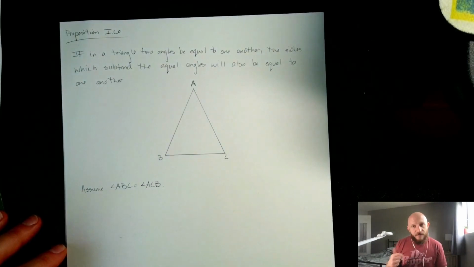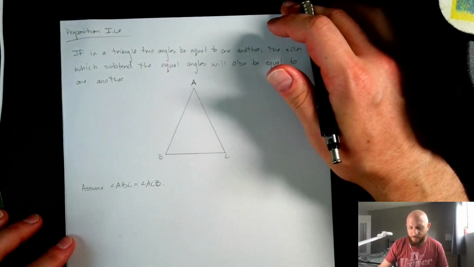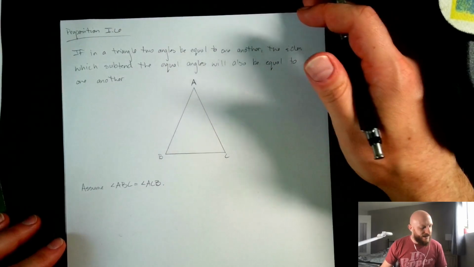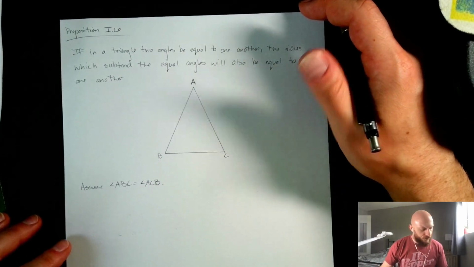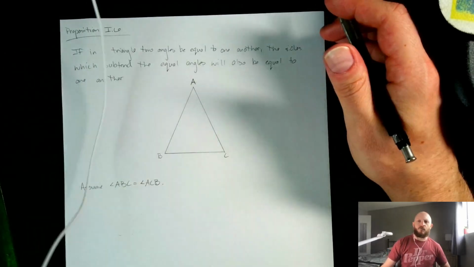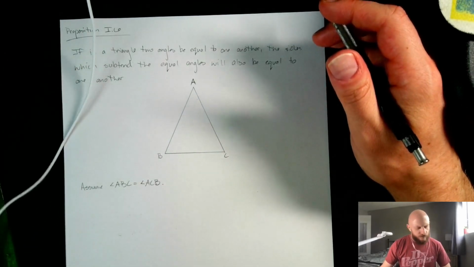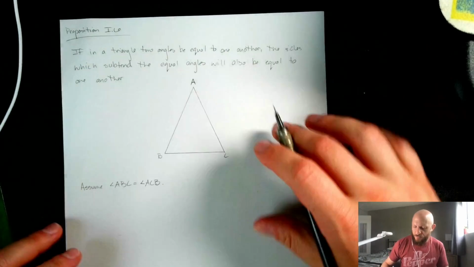What's really interesting about this proposition is that this is the first time in the Elements that we get a proof by contradiction. So what do they call it in Latin? Reductio ad absurdum. So it's the first contradiction proof.